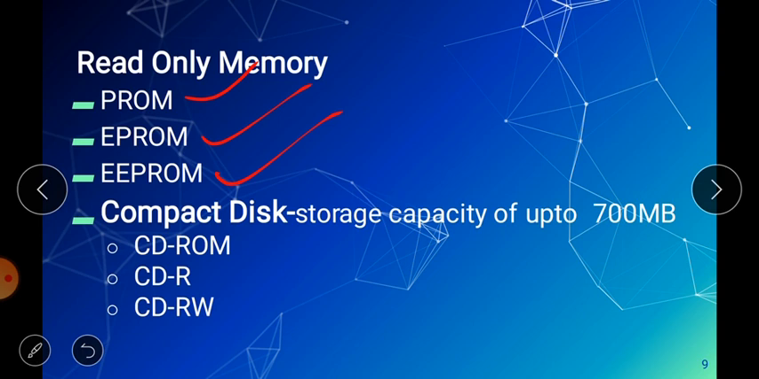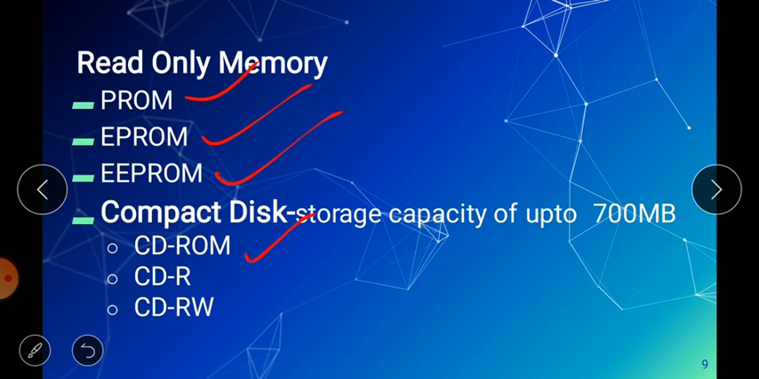Now moving to the next topic, that is compact disc. Usually we see it as CD. So what is CD? The storage capacity of the CD is 700 MB. There are various types of CDs available in the market. The first one is CD-ROM, means CD read only memory, that you can purchase as a written CD from the market and you can only access it, such as a movie CD or any software CD.